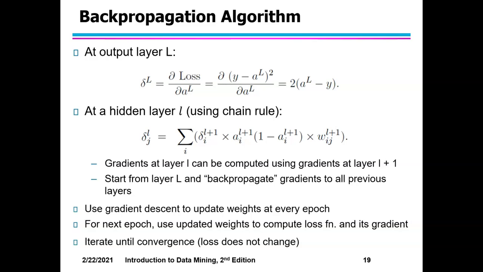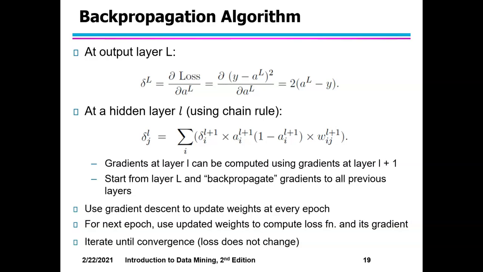And start from layer L and back propagate gradient to all previous layers. So you go back and check where the problems are, and use gradient descent to update weights at every epoch. At every epoch, meaning your full iteration, you check where the problem is. And for the next epoch, you use the updated weights.